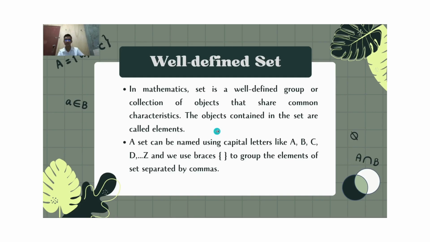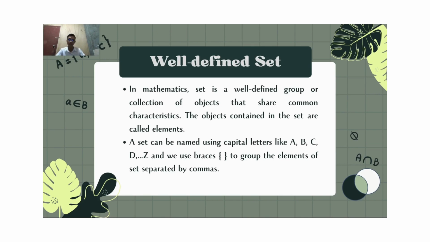On the next slide, we defined sets. Now we are going to define well-defined sets. So what is a well-defined set? It states that in mathematics, a set is a well-defined group or collection of objects that share common characteristics. The objects contained in the set are called elements. Please remember and take note that the objects contained in the set are called elements. What is inside the set, we call those elements.